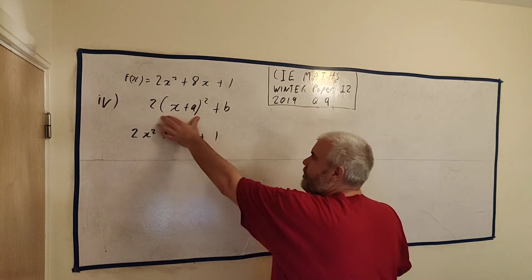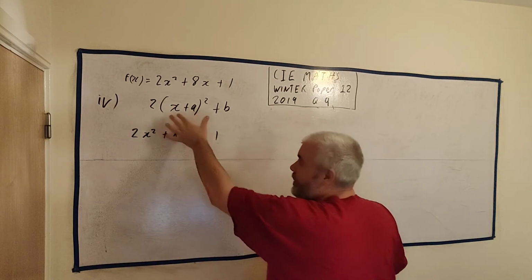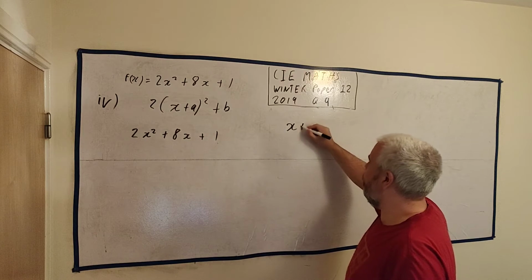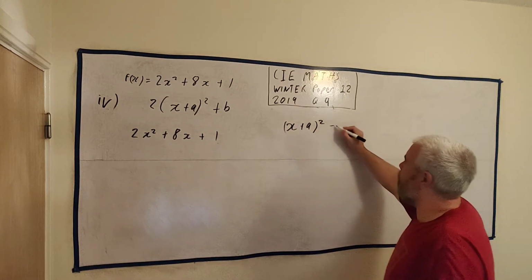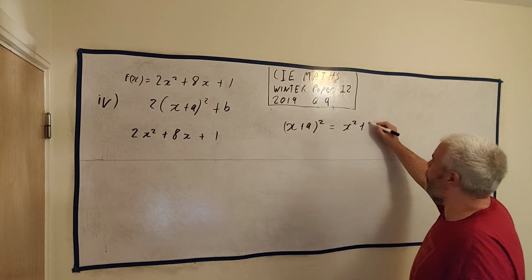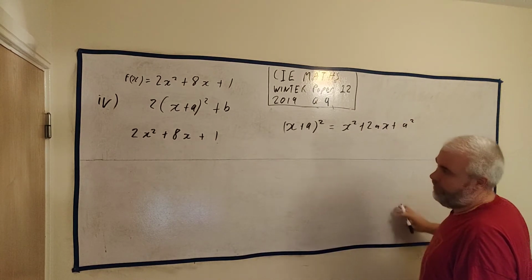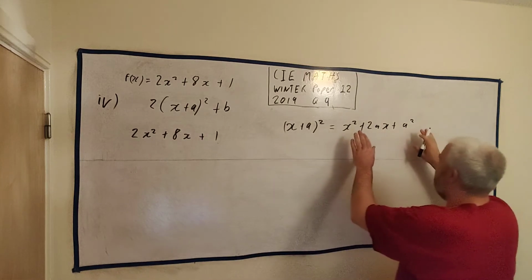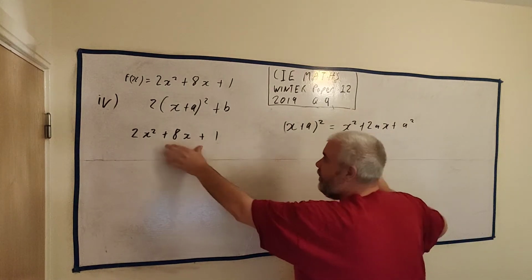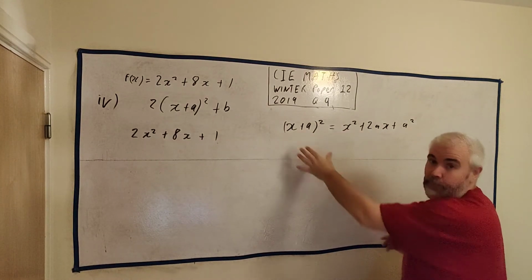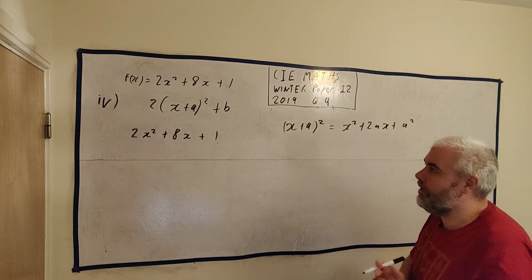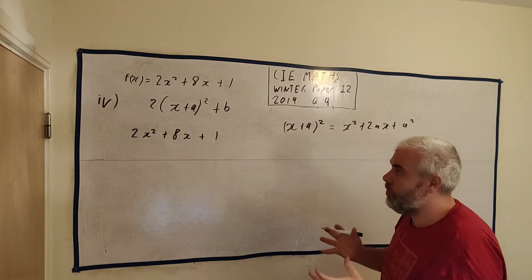What I need to do is get something that looks like this, x plus a, squared. And let me just write over here: x plus a squared always looks like this, x squared plus 2ax plus a squared. So really, if I can find something that looks like this in here, I can take it out and turn it into this. That's what completing the square is. So let me look for something like that.